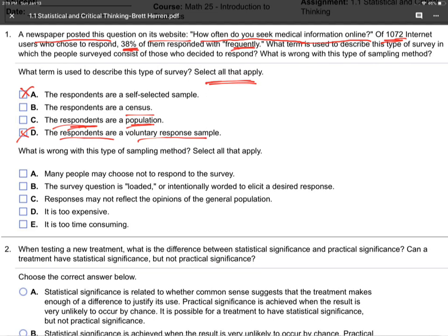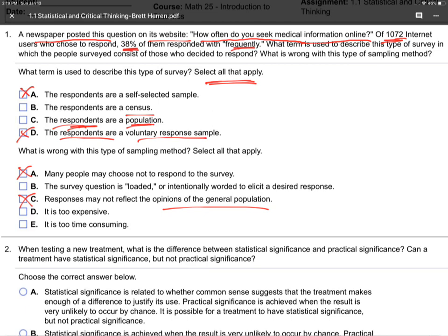That's true, and that's a problem because they do have an opinion. They're just not extreme enough to respond. So you're not getting their opinion, and they have an opinion. B, the survey question is loaded or intentionally worded. No, it doesn't seem to be. There's no weird words in there. C, responses may not reflect the opinions of the general population. Yeah, that's also true. You're just getting the extreme view. You're not getting the general population view. D, it's too expensive, 2 times 2. No, just A and C on that.